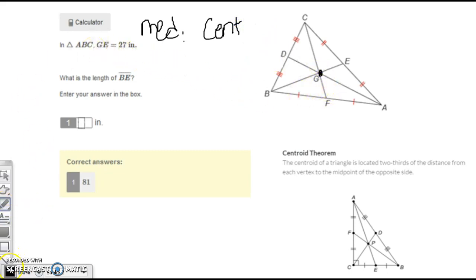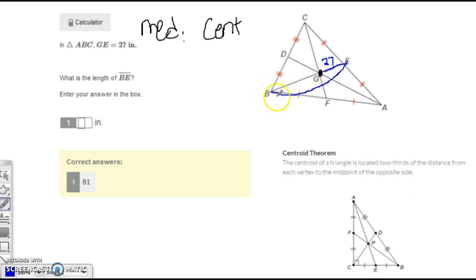And then let me label what they tell us. They tell us that GE is 27. What is the length of BE, the full line? So the way I like to think about these, this goes back to our centroid theorem that says that the centroid is located 2/3 of the distance from the vertex to the midpoint of the opposite side. So remember, the longer side is 2/3.